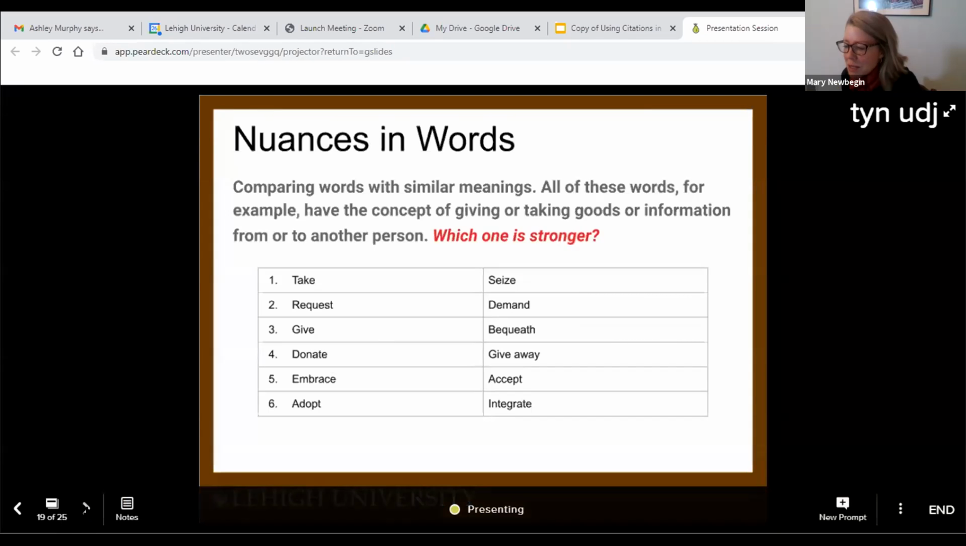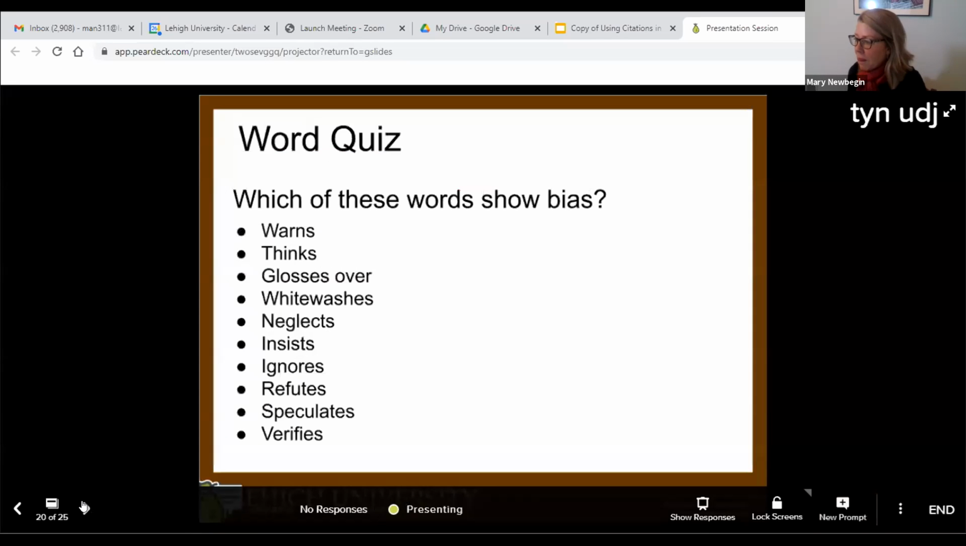And I think sometimes students like to use a thesaurus, which is fine. It's a tool. But even with a thesaurus, you really have to think about what word you're using and be intentional. Okay, all right, so we're going to do a little word quiz here, everybody.